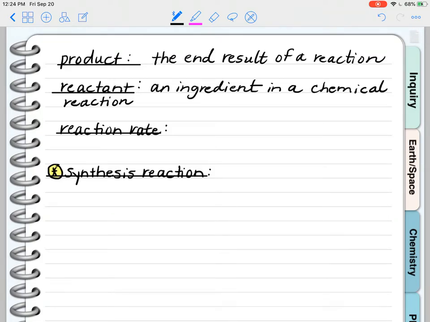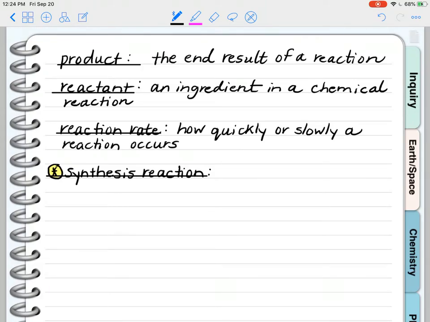The reaction rate is how quickly or slowly a reaction occurs. Some of them go quickly, some of them take a while. So that is how quickly or slowly a reaction occurs.